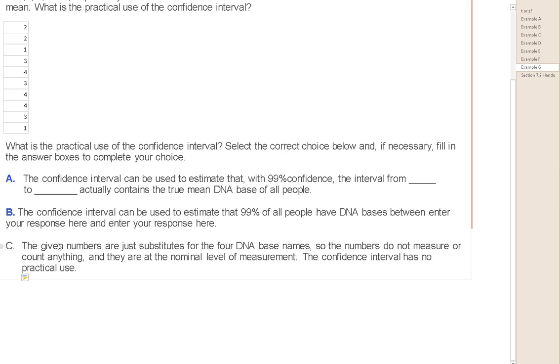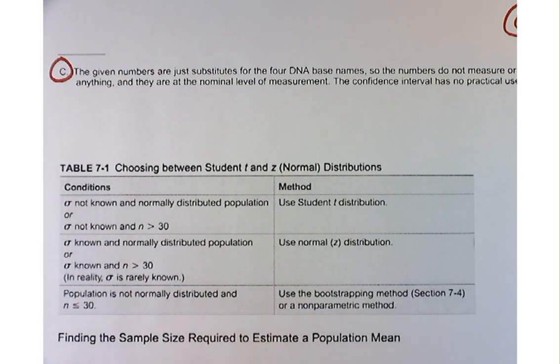So the answer is C. The given numbers are just substitutes for the four DNA base names. So the numbers do not measure or count anything. They're a nominal level of measurement. The confidence interval has no practical use. So the correct answer in this one is C. Yay.